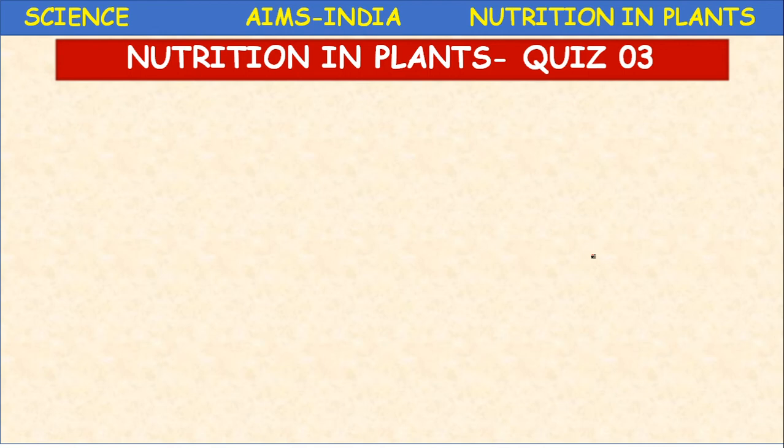Total parasite example, Cuscuta. It is also called Dodder. And partial parasite, Mistletoe. Mistletoe is a partial stem parasite. Cuscuta is a total stem parasite. If you come to the root parasites, Orobanche is a partial root parasite, and Rafflesia is a total root parasite. Viscum is a partial parasite. Okay, so let us go for today's quiz.